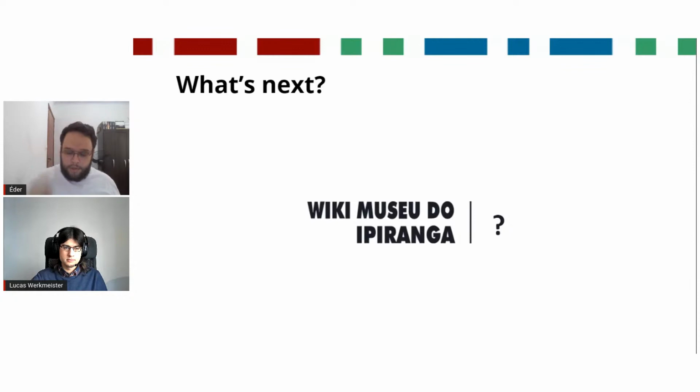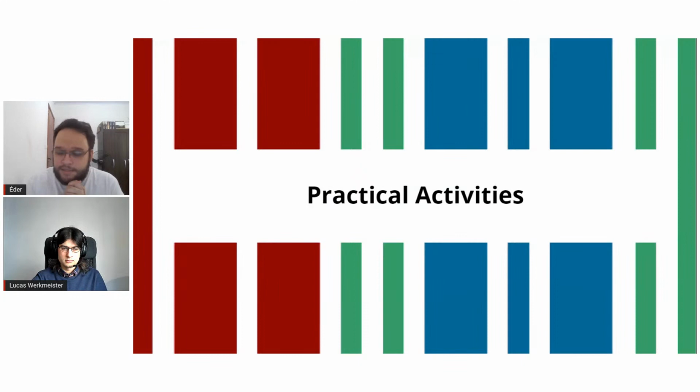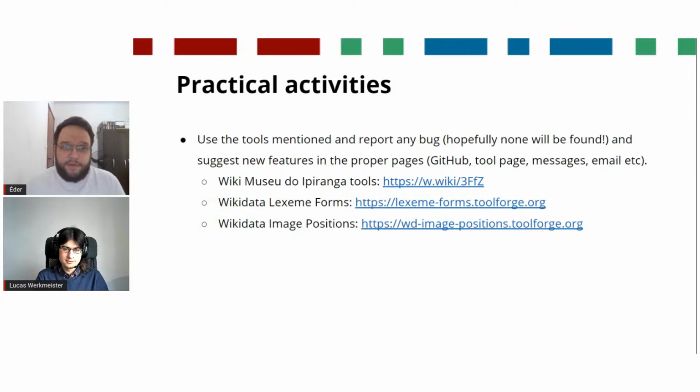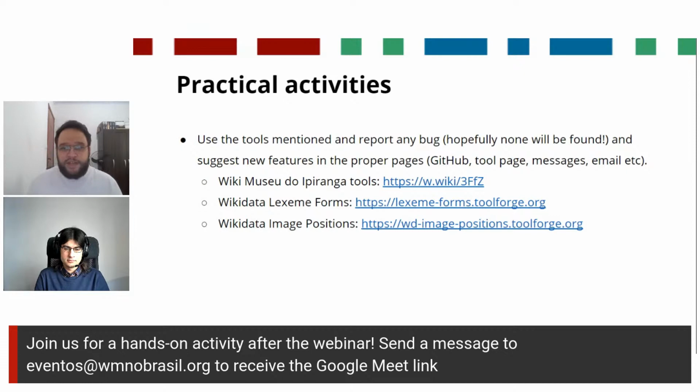And at last, we are going to do some practical activities this afternoon. These activities are very simple. We will be using the tools mentioned and report any bug. Hopefully none will be found, and suggest new features in the proper pages. GitHub, the tool page, the messages on Wiki, email, Twitter, Facebook, anything that the tool provides, you can use to report a bug, for example.